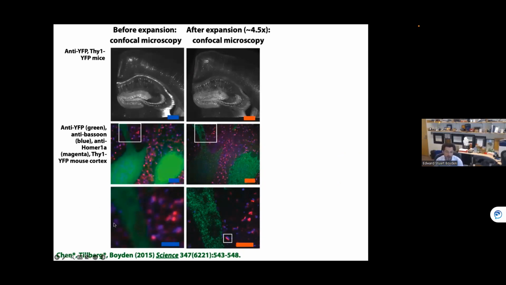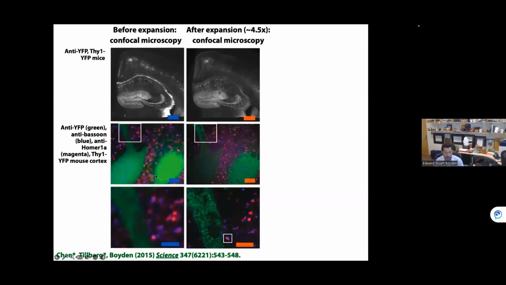On the left are unexpanded images. On the right are expanded images. It's a couple millimeters on a side, so a pretty large object. The color code is shown on the left. We're using fluorescent antibodies to decorate proteins. These are brain specimens, so we're looking at synaptic proteins. Bassoon is in blue, Homer 1A is in magenta. We label some fluorophores with an antibody against the fluorophore to make it brighter, so you can see a yellow fluorescent protein as well.